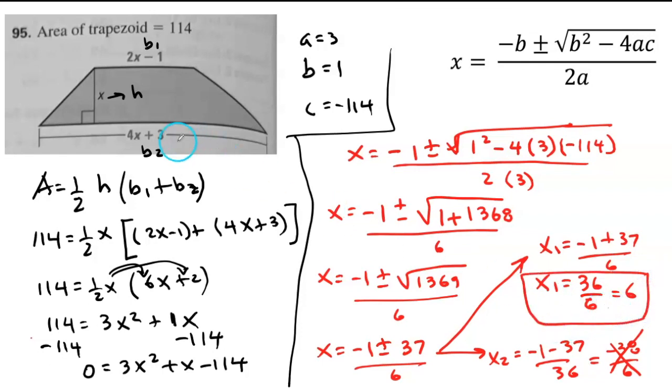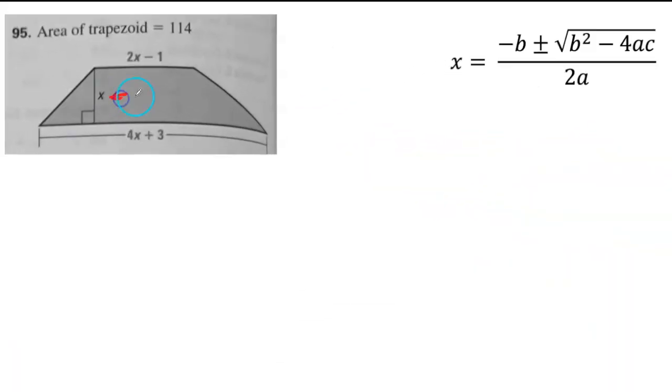Okay, if the question is find the value of x, you find the value of x. If the question is find the dimensions, just plug in every single one in here. Let's do that. X equals 6. My height, 6. The top, 2 times 6 minus 1. 2 times 6 is 12 minus 1 is 11. The bottom, 4 times 6 plus 3. 4 times 6 is 24 plus 3 is 27. So my base on the bottom is 27. My height is 6. My base 1 is 11. All right, those are the dimensions.